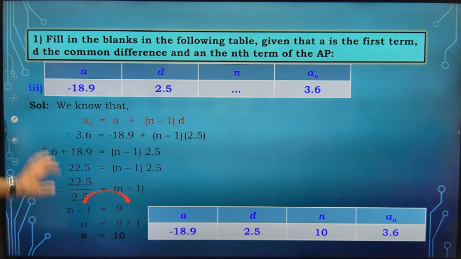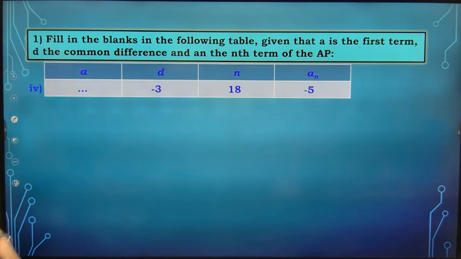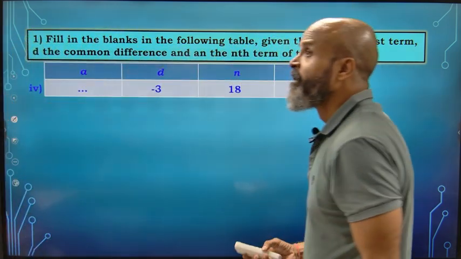Clear? Everyone? Okay. Chalo, find this out. Quickly, quickly, everyone.